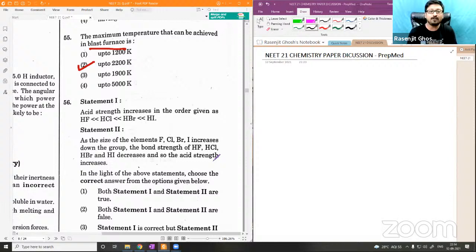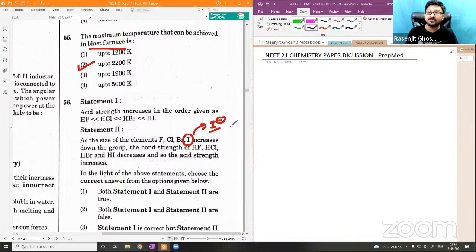Question 56. This is a very simple one. The acid strength increases in the order given: HF, HCl, HBr, and HI. Now, as you know, as you go down the halogen group, the acidic character of the halo acids increases. Why? Because the size of the iodine increases, and iodine prefers to stay as I-. So it will readily release the H+ ion in the medium, and the acidic character increases.